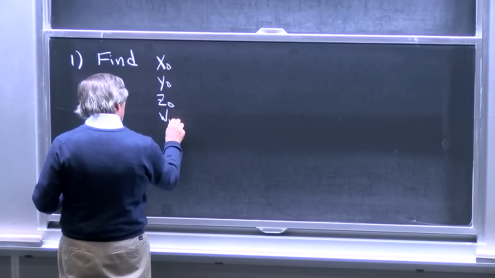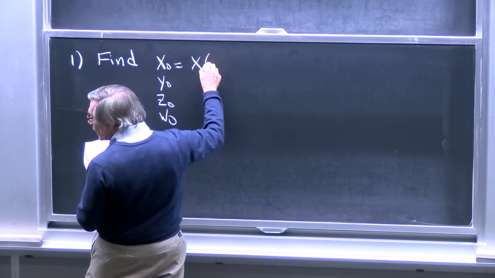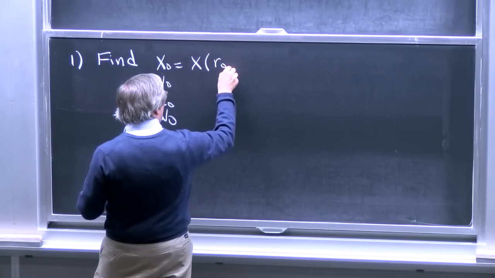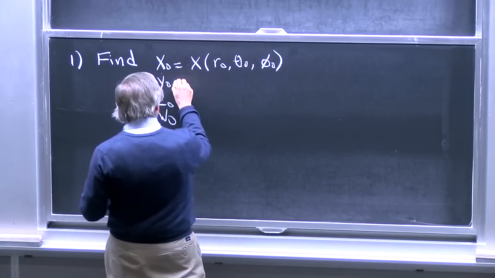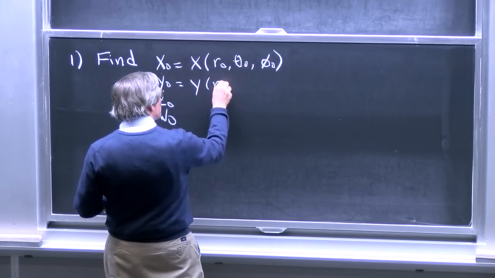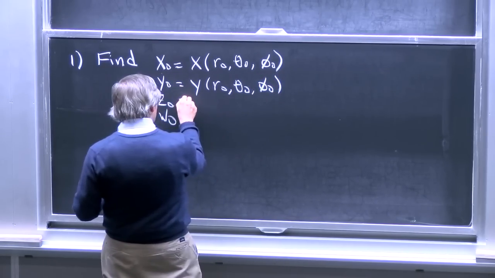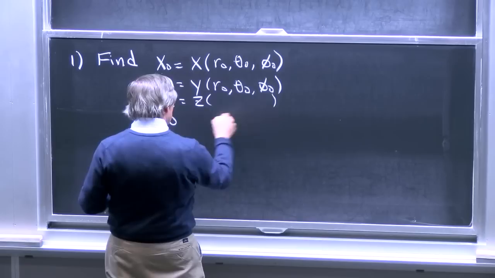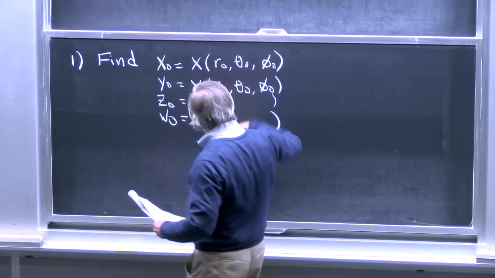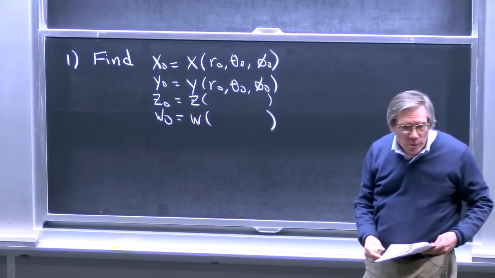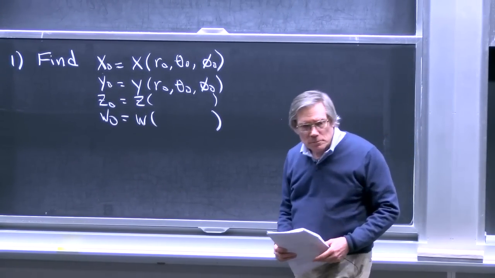the corresponding x, y, z, w coordinates, where x0 is just the x coordinate that goes with r0, theta 0, and phi 0. And y0 is the y coordinate that goes with r0, theta 0, and phi 0. And z0 is the z coordinate, and w0 is the w coordinate. And these are just equations we had before. I'm writing them symbolically, but we know how to express the Cartesian coordinates in terms of the angles.